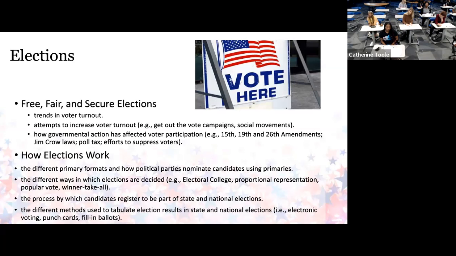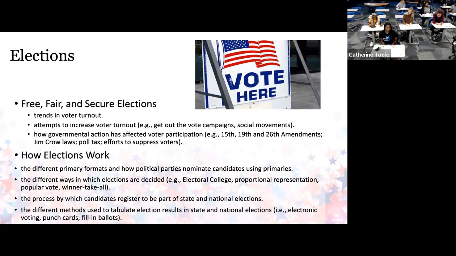Poll taxes, efforts to suppress voter turnout, things that are happening even yet and still today. Be aware of those things. And then how elections work: the different primary formats and how political parties nominate candidates using primaries. We're just about done with primary season for the midterm elections. We're going into the actual elections.